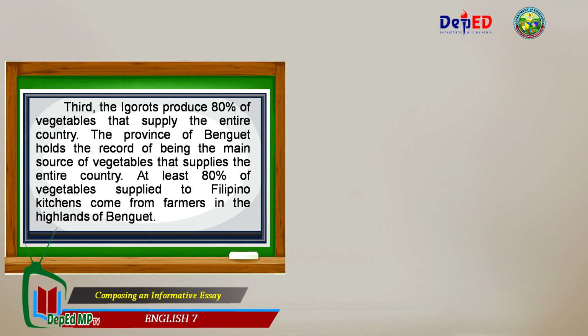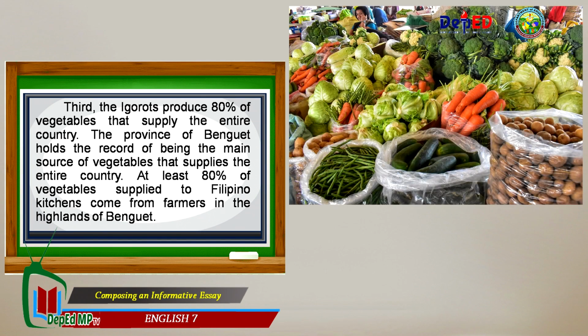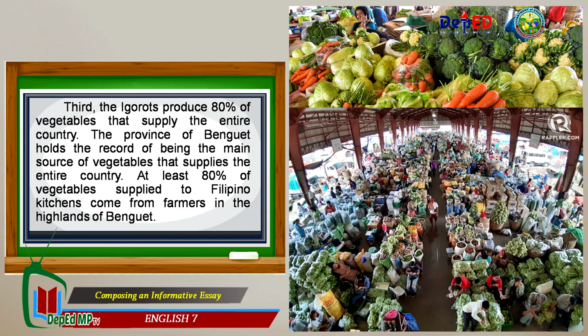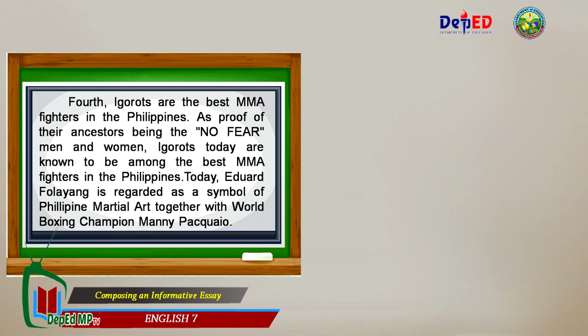Third, the Igorots produce 80% of vegetables that supply the entire country. The province of Benguet holds the record of being the main source of vegetables that supplies the entire country. At least 80% of vegetables supplied to Filipino kitchens come from farmers in the highlands of Benguet.